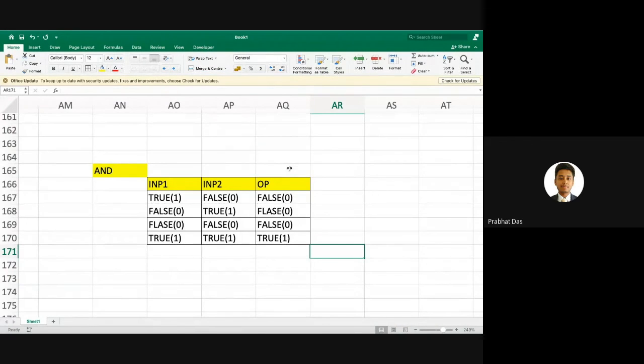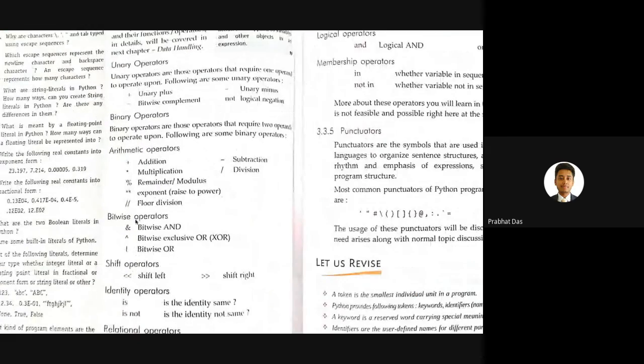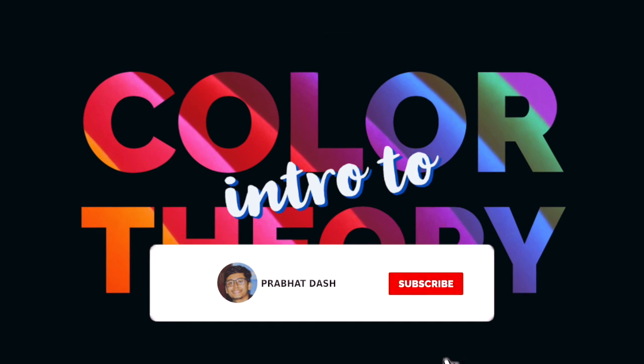So that's it for your AND operator. In the next class, we'll be understanding the OR operator, then XOR, and then we'll come back to the concept of bitwise operators so that we can understand this concept flawlessly.